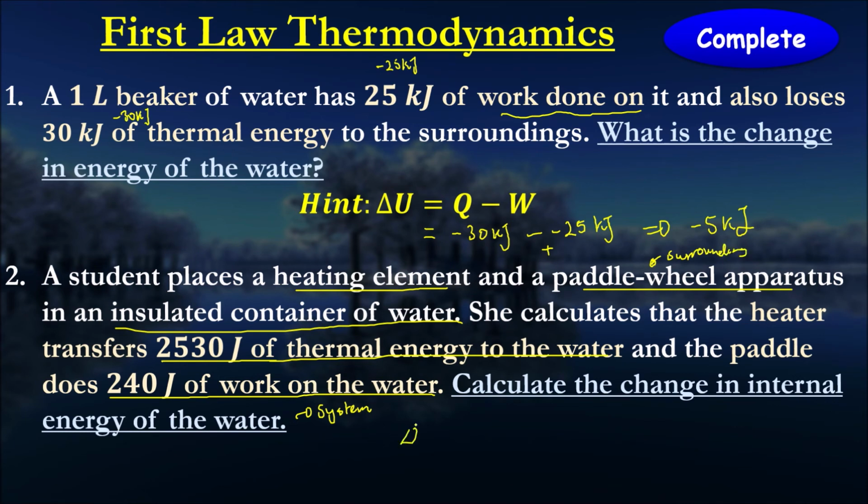So delta U is equal to the energy. The energy right now is being transferred to our system, so it's a positive 2,530 joules, subtracted by 240 joules. This is going to be a negative value because it's the surroundings that are applying that energy onto our system. Okay, so that's what we have there. So the final answer we get in this scenario is a change of 2,770 joules of energy.